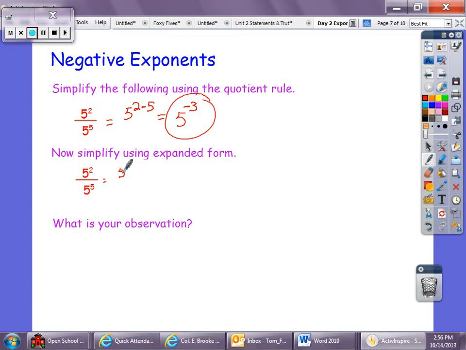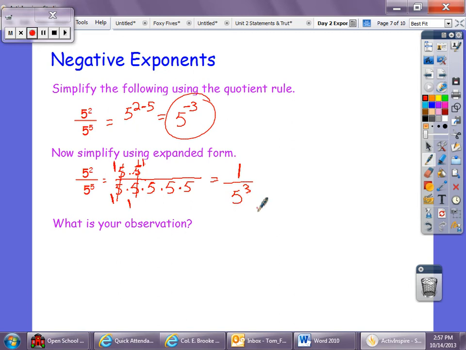Now, expanded form, well, 5 times 5, I have 2 of them. 1, 2, 3, 4, and now here I have 5 of them. Well, these cross off and these cross off. Remember what we talked about day 1? When we cross these off, I really replace these with 1s, because 5 divided by 5 is just 1. Well, 1 times 1 will give me 1, and then 1 times 1, and then I have 5 to the 3rd. So it's 1 over 5 to the 3rd.